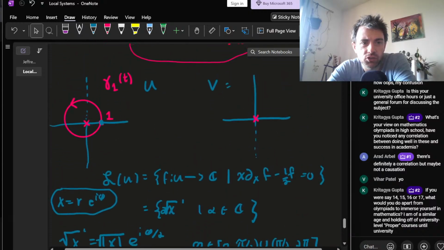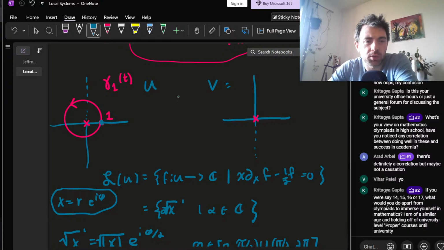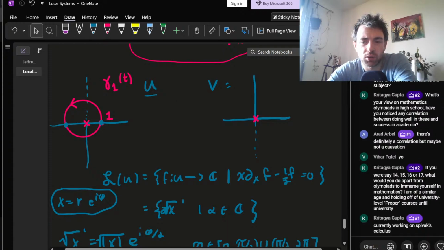On this computation now, we're following around this loop, right? We go from our stalk at 1, we lift it up to a section over u, and now we want to go back down to a stalk at -1.